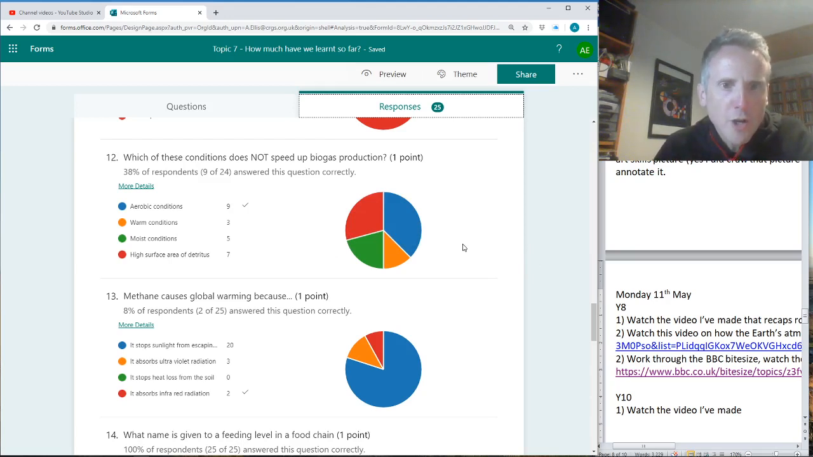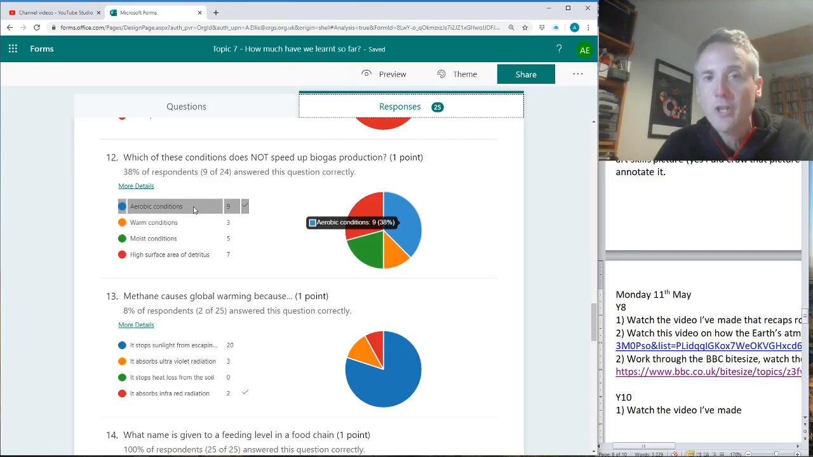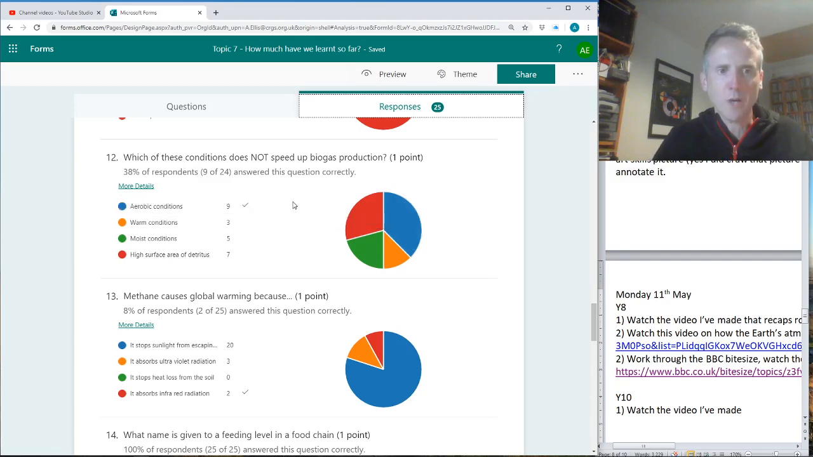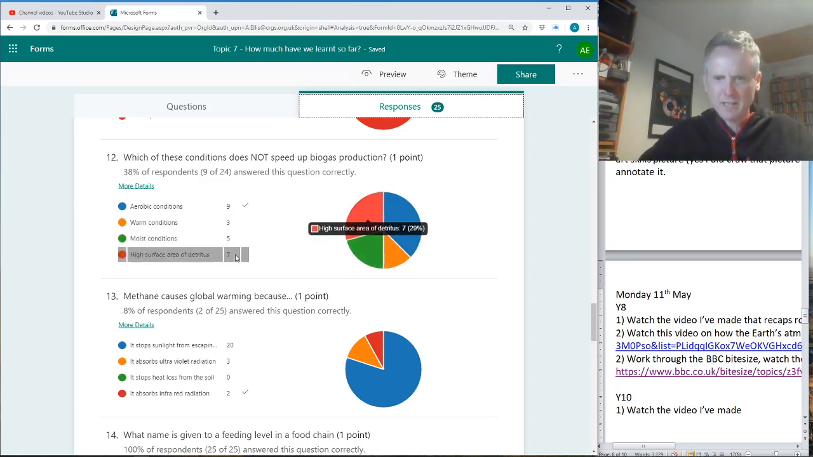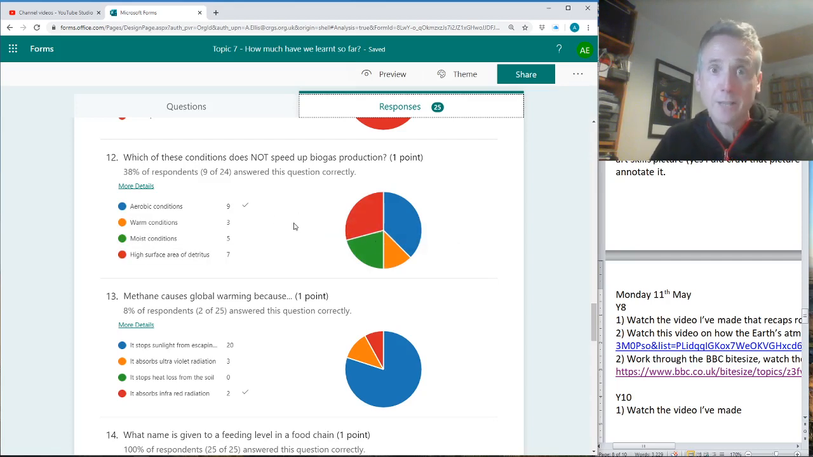Which of these conditions does not speed up biogas production? Yeah, does not speed it up. So well done, 9 of you got it right. You need anaerobic conditions. Otherwise, it would just do aerobic. If it had aerobic conditions, it would make carbon dioxide and water. You're not making methane, and therefore you're wasting your time. So methane's made faster if it's warm, moist, and if your detritus is pulverized, so it's got a big surface area. So you need anaerobic conditions for biogas production.